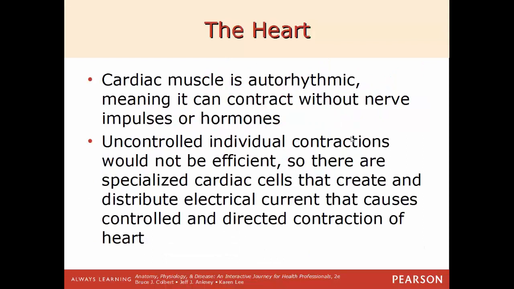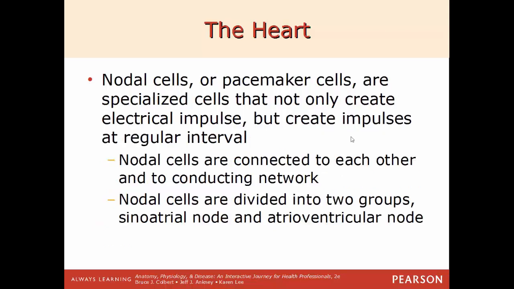Now, cardiac muscle is what's called autorhythmic, which means it can contract without nerve impulses or hormones telling it to contract. Uncontrolled individual contractions would not be efficient, so there have to be specialized cardiac cells that create and distribute the electrical current that causes a controlled and directed contraction of the heart. So nodal cells, or your pacemaker cells, are specialized cells that not only create the electrical impulse, but create impulses at a regular interval. These nodal cells are connected with each other and to a connecting network all throughout the heart. Nodal cells are divided into two groups, the sinoatrial node and the atrioventricular node.